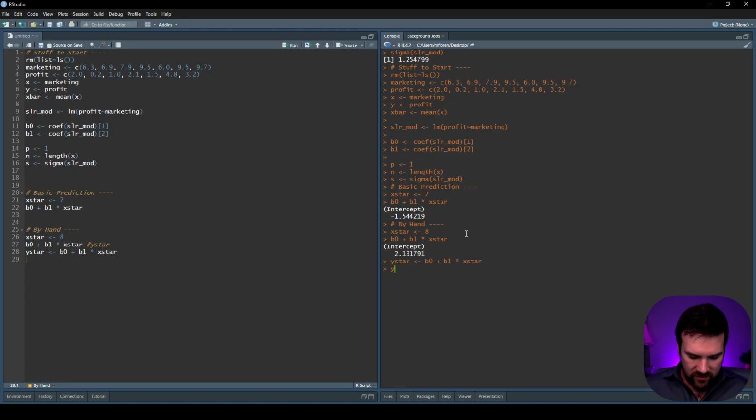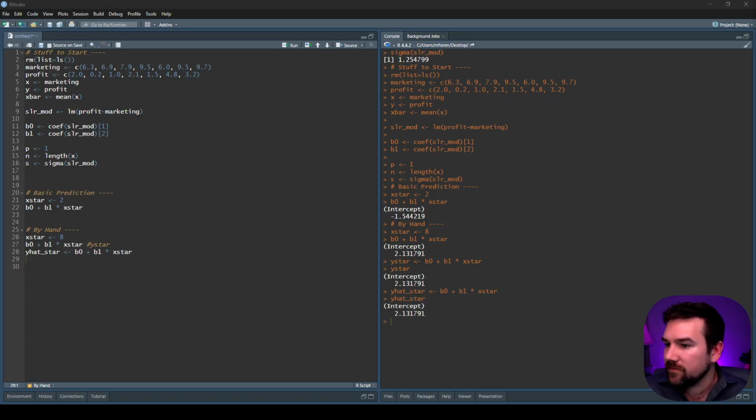Awesome. And so now whenever I say Y star, that is the predicted Y for the new X value. So maybe I could call it Y hat star if I wanted to. I'll just call it Y hat underscore star so that we're keeping it straight. This is the predicted Y for that value, Y hat star.